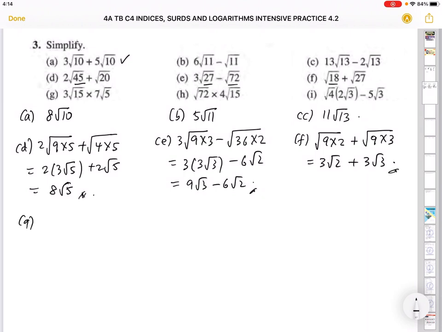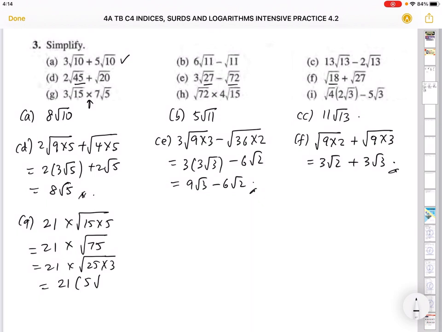Okay, G. We have multiplication now. So for multiplication, I think we can just multiply 3 times 7 is 21, right? And then we take 15 times 5. 15 times 5 is going to give us square root 75, but square root 75 we can simplify further, right? Square root 75, you can think 25 times 3. Square root 25 is 5, so it's 21 times 5 root 3. 21 times 5 is 105. Answer 105 root 3.